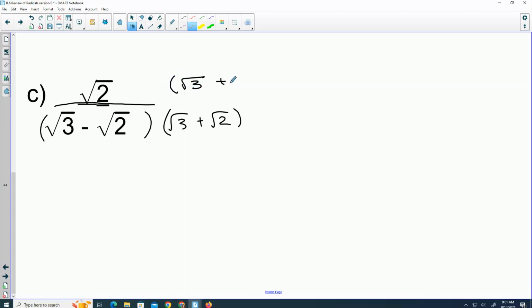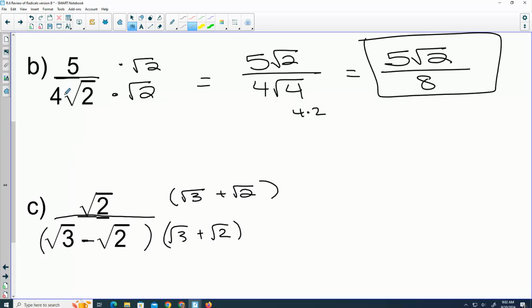The reason we have to do that here is it's more than one term because of that subtraction. The previous problem, we had a 4, but there wasn't a minus or a plus in between there. It was a single term.